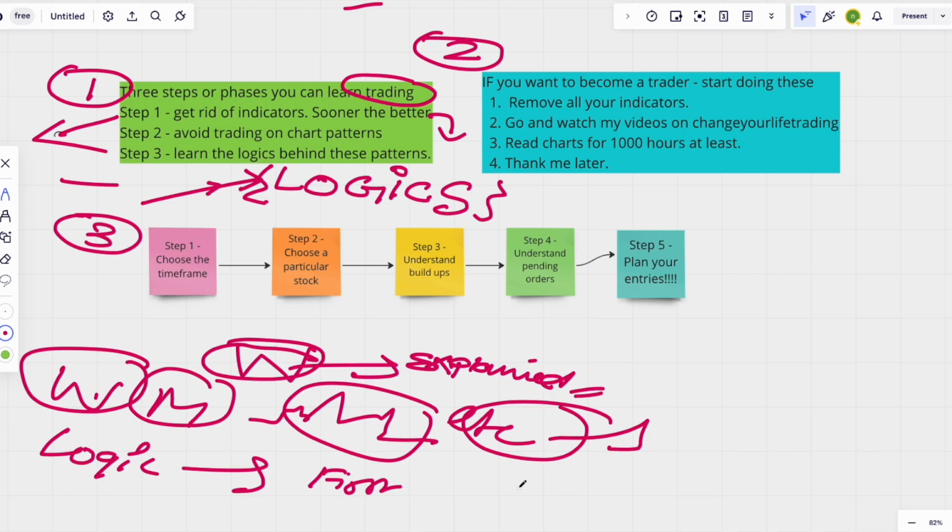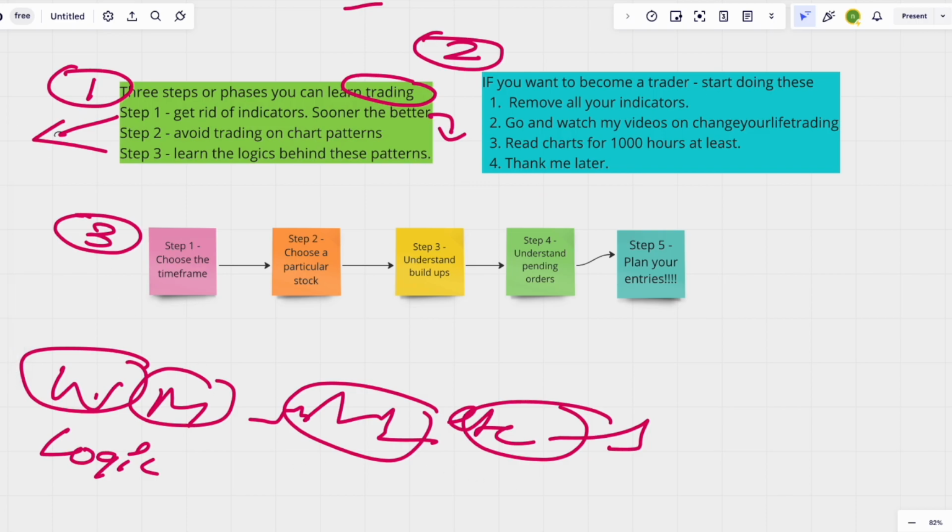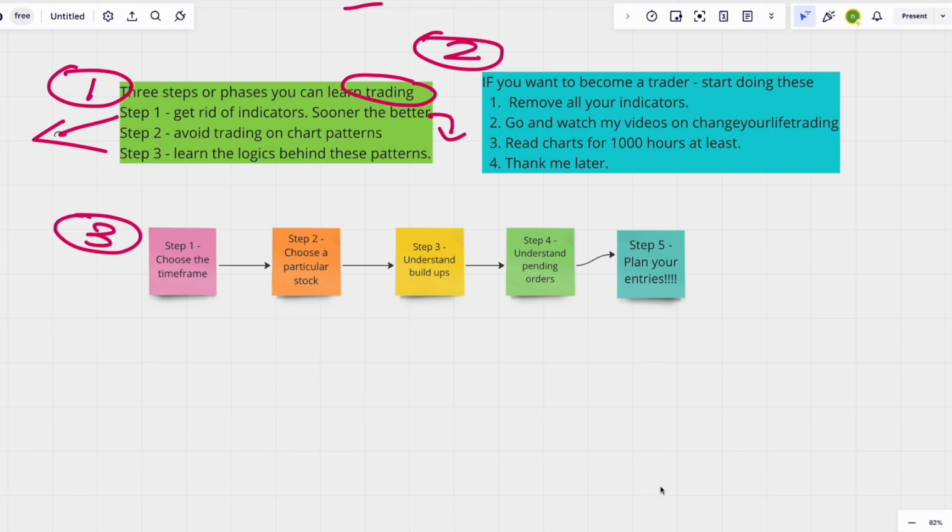So this concludes step 1 or phase 1. In phase 1, the 3 steps that you have learned on how you can learn trading. Step 1, I repeat, get rid of the indicators. What is step 2? Avoid trading on chart patterns. And step 3, learn the logics behind these patterns.